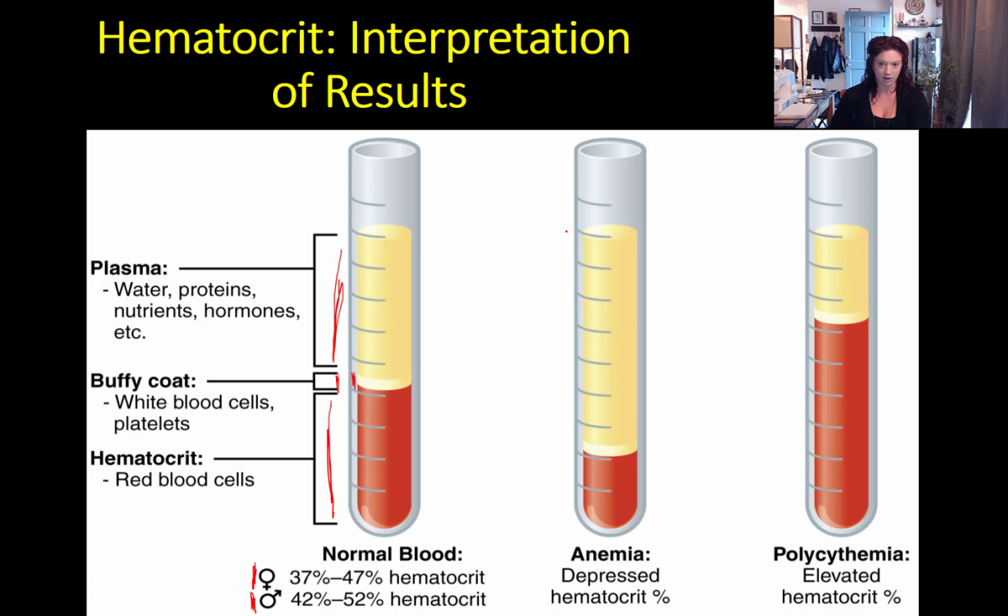All right, so here we have a whole lot of plasma. We've got a normal seeming amount of buffy coat, and we don't have very much erythrocyte. We don't have much of a solid layer. This indicates your hematocrit is too low. We call it a depressed hematocrit. You don't have enough red blood cells. This is called anemia. When you are anemic, your body is usually somewhat oxygen starved.